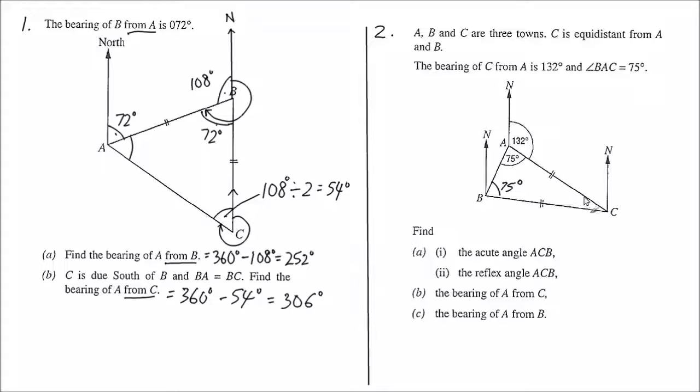This angle can therefore be found easily. 180 less these two will give us 30 degrees. That is the answer for part A, part 1. The acute angle ACB, 30 degrees.